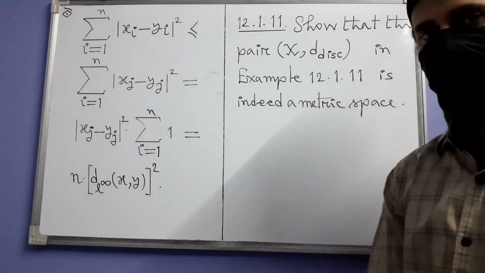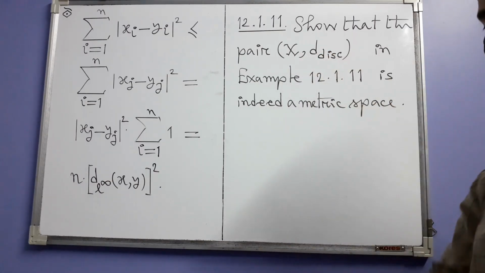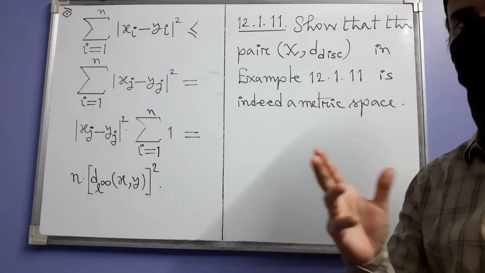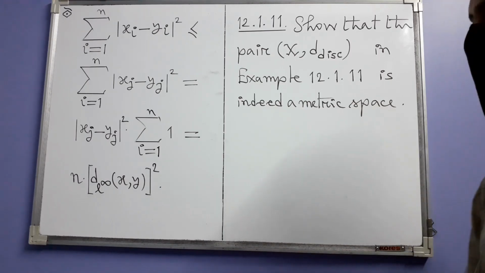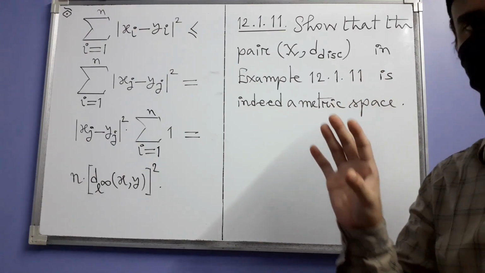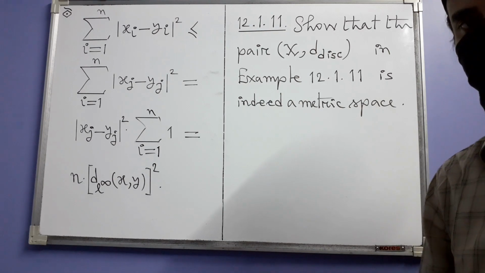Next we have the 11th one, and in this one we consider the pair X comma d_disc. So it is that thing which we called discrete metric. We saw this in example 11. So we now have to prove that it is also a metric space. Here X is any set.